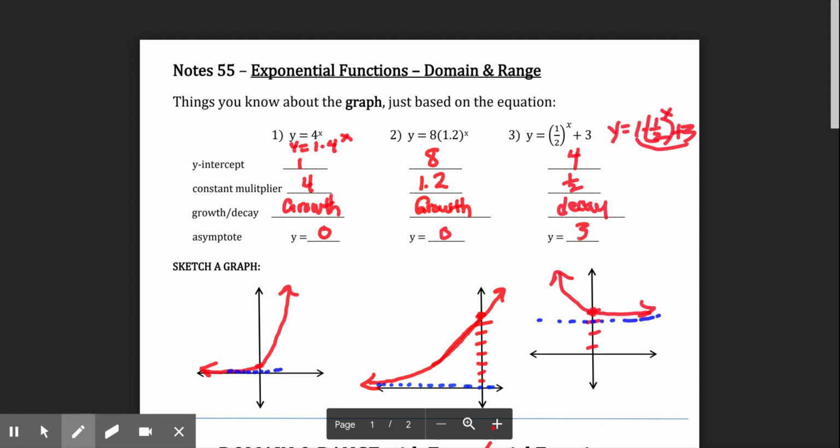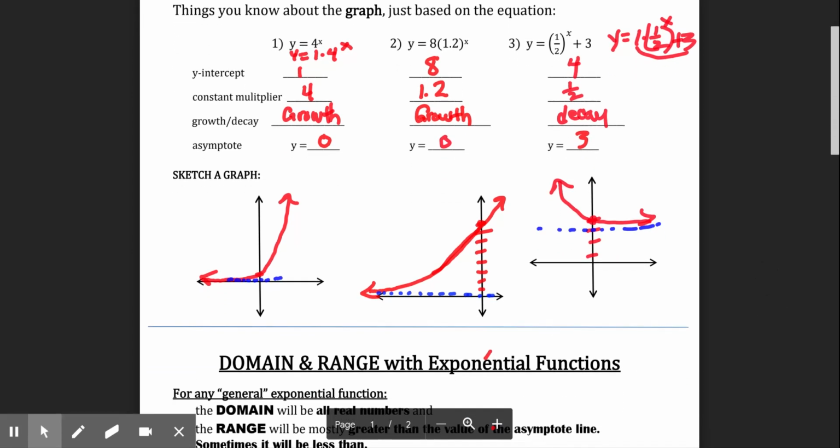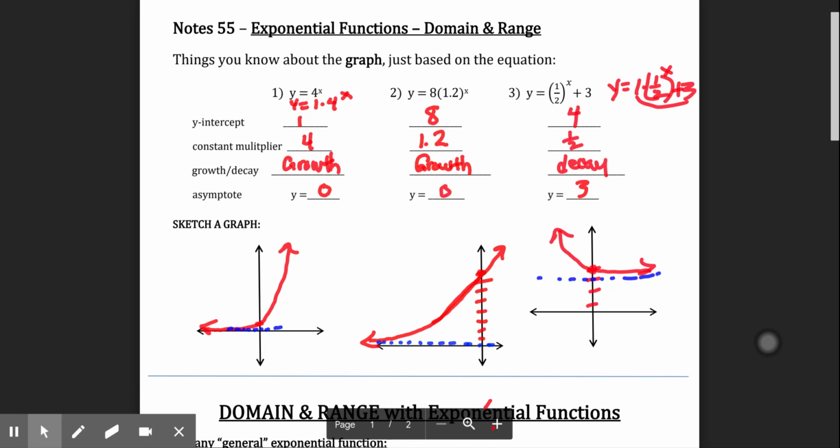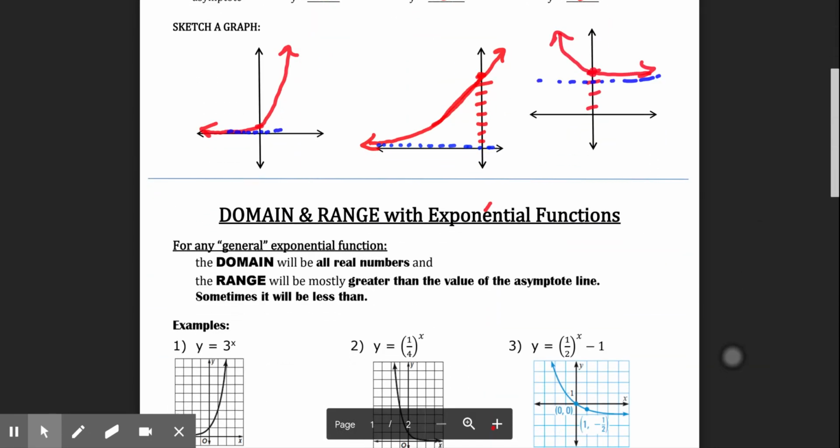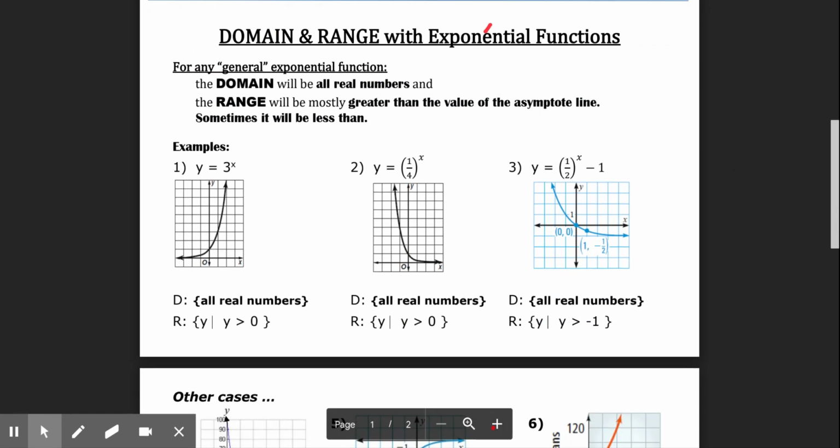All right, now then. So that's just a little review on identifying exponential functions on a graph. Now we're going to look at their domain and ranges. It says for any general exponential function, the domain will be all real numbers, and the range will be mostly greater than the value of the asymptote line. Sometimes it will be less than.